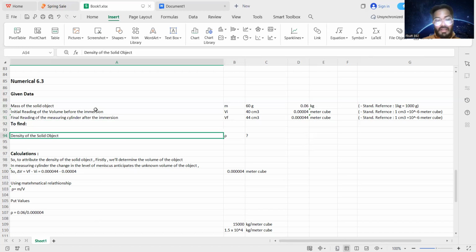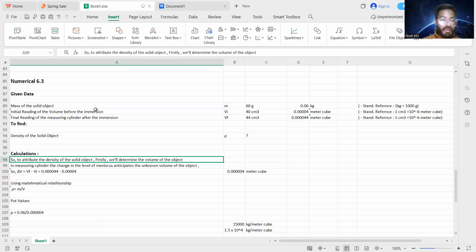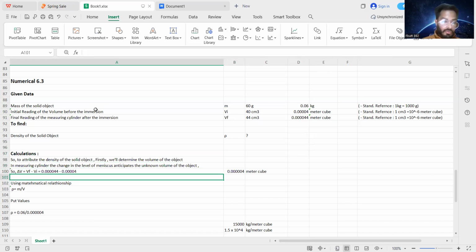So we have to calculate the density of the solid object. To calculate the density of the solid object, firstly, we will determine the volume of the object. And as I have discussed, in the measuring cylinder, the change in the level of the meniscus gives the unknown volume of the object. So the change is equivalent to the final volume of the measuring cylinder after the immersion of the object minus the initial volume before the immersion of the object.